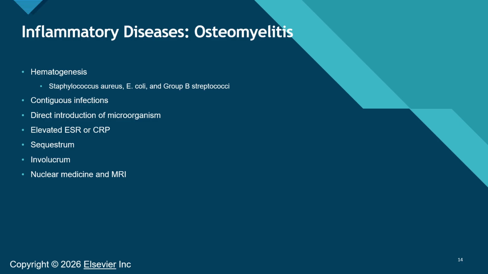Hematogenous osteomyelitis generally develops at the end of long bones and most commonly affects infants and children. Infants are more susceptible to E. coli, and children are more susceptible to staph infection. Adults can also be affected by hematogenous osteomyelitis, but it more commonly affects their vertebrae.